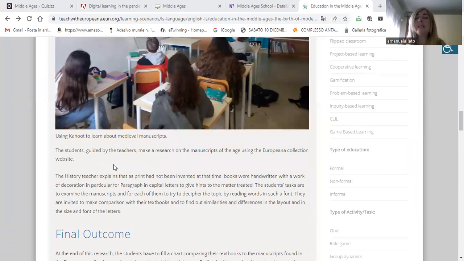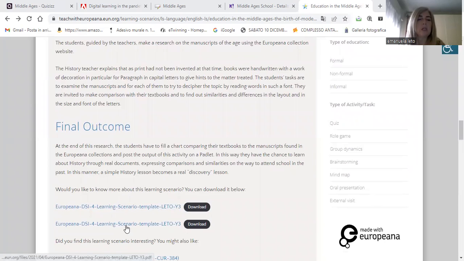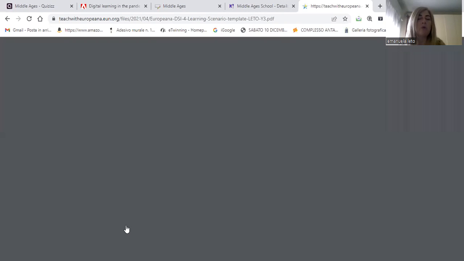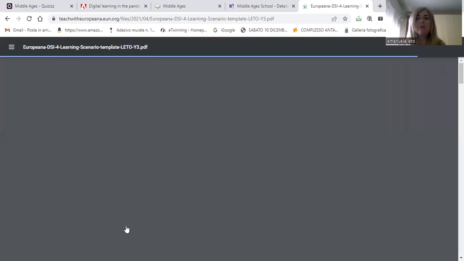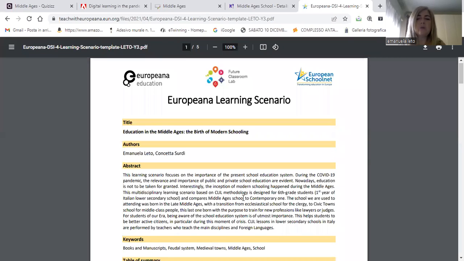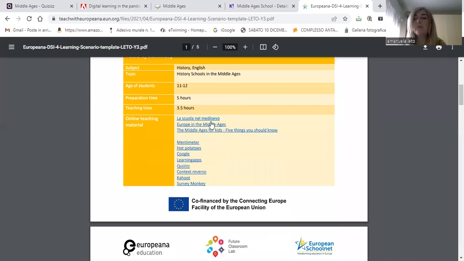So the students, guided by the teachers, make a research on the manuscripts of the Age using the European collection, and I will show you in my unit, which is available on the Teaching with Europeana blog. And this is my unit with all the resources that we used. And of course, we used also resources in mother tongue.